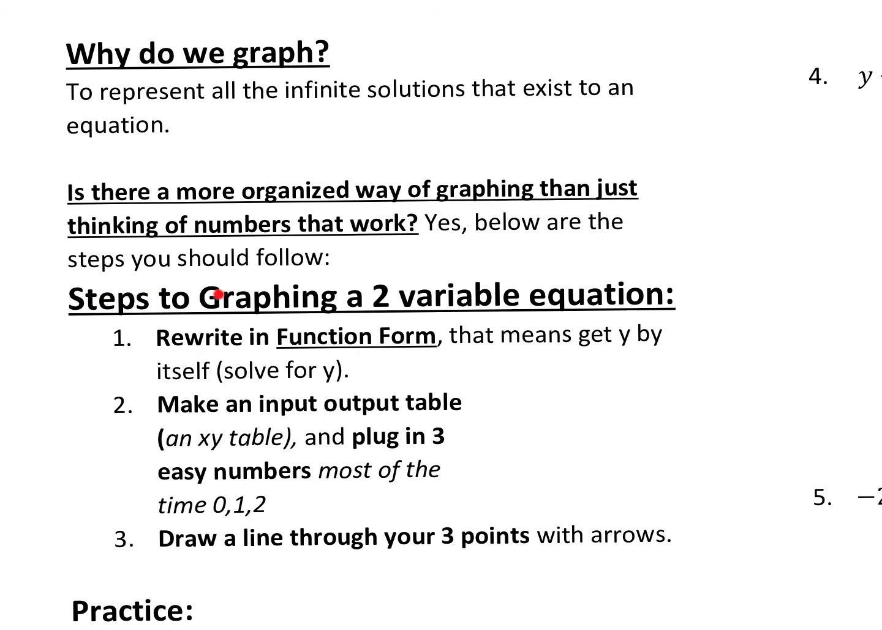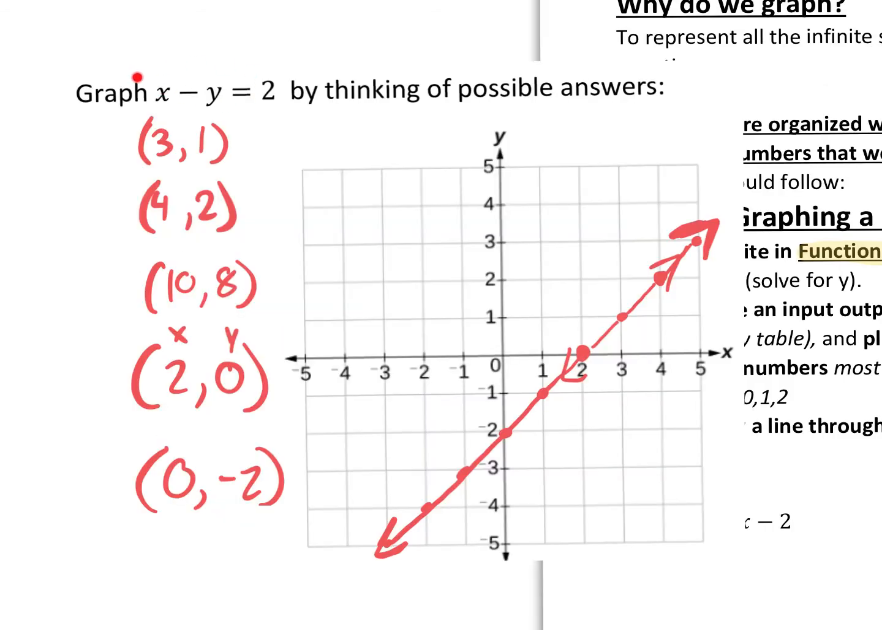Okay, so steps to graphing a 2-variable equation. Step 1. Rewrite it in function form. So we need to first know what function form actually means. This is very important, all right? Function form means to get y by itself. You're going to be solving for y. Okay, so make sure y is by itself. If we actually look at the graph that we just did, this equation is not in function form. That's why it was so challenging for us to start thinking of what number to use. So if we put this in function form, again, function form is getting y by itself.